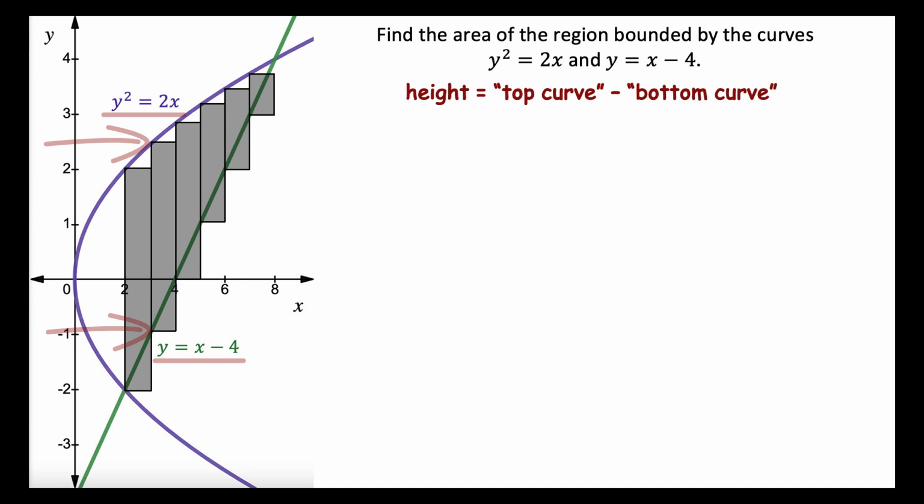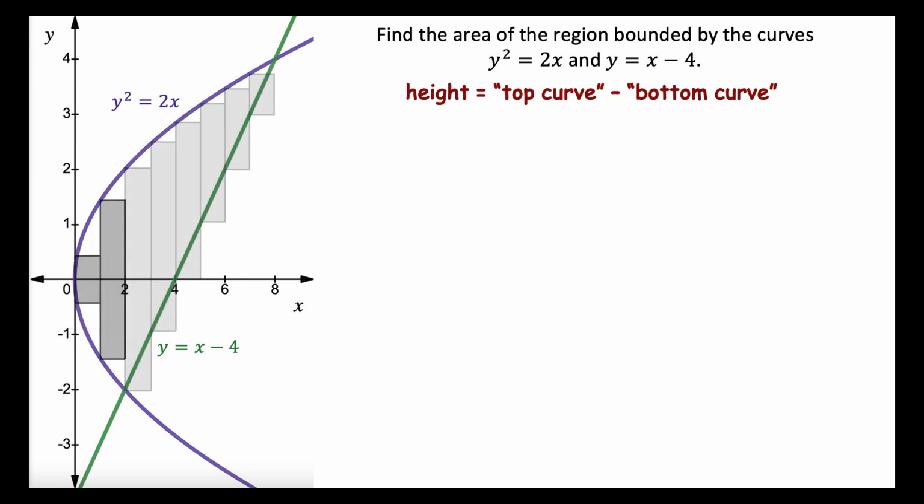However, for each of the approximating rectangles to the left of x equals 2, the top left corner rests on the curve y squared equals 2x, and the bottom left corner rests on the curve y squared equals 2x. So the height of each of these rectangles is the difference between the top curve y squared equals 2x and the bottom curve y squared equals 2x.